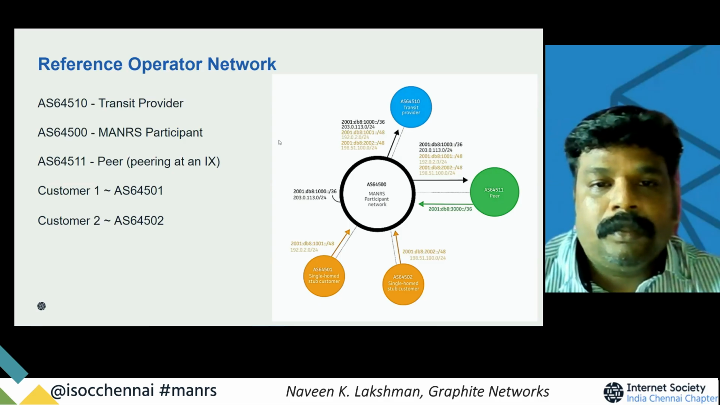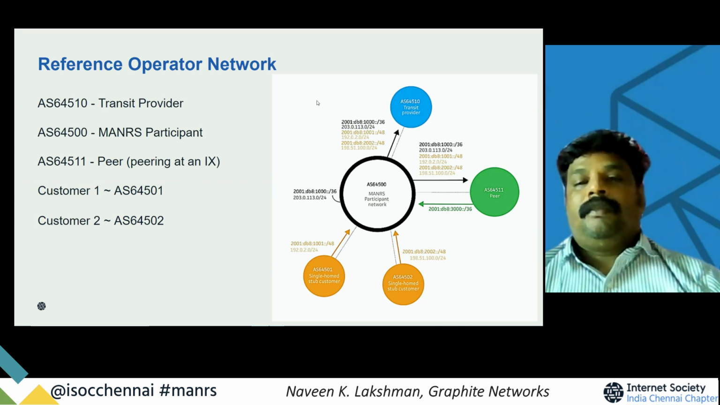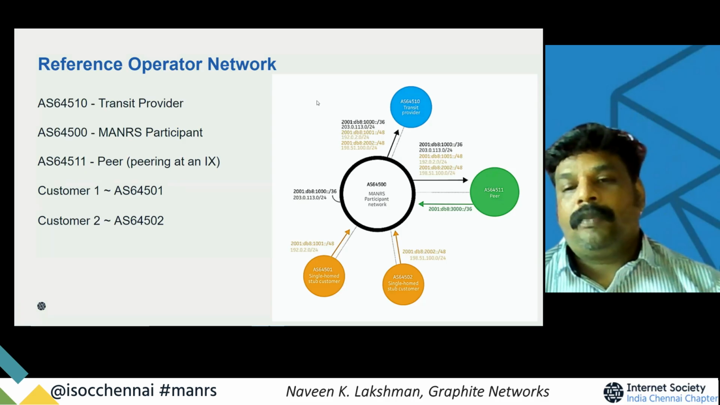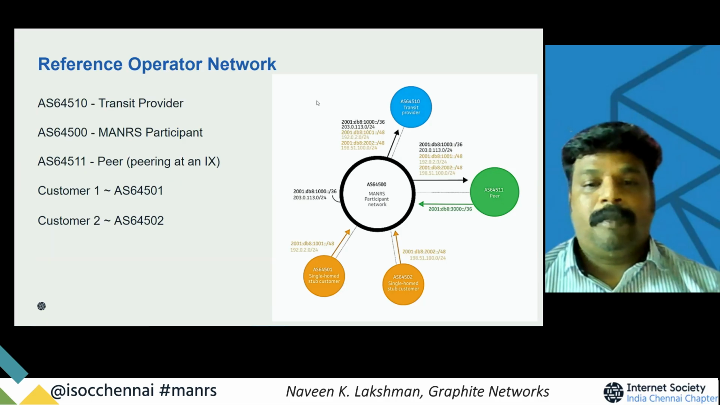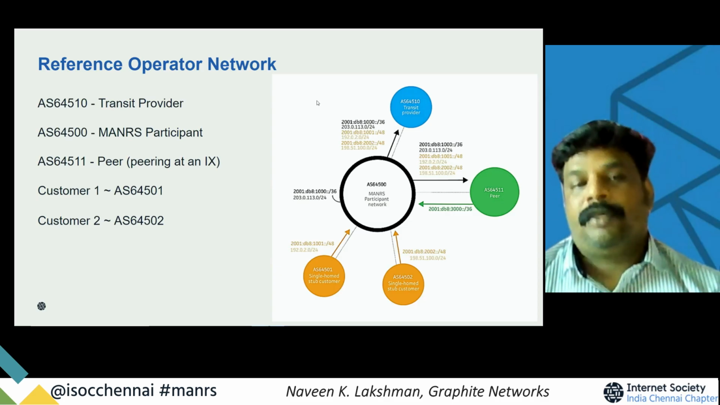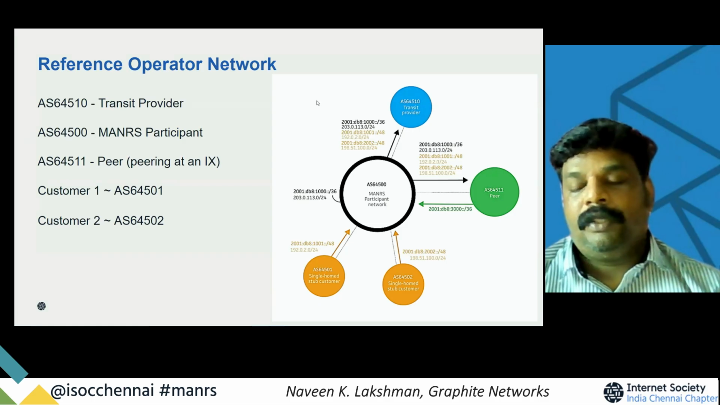What is this? Okay, at least you have that idea. The point is you are connected to a transit provider, you have a peer, and you have two single-homed stub customers. Stub customer means they don't have any other networks, they are just single connected to an upstream provider. So at least you have an idea, right? I will be referencing this particular diagram.